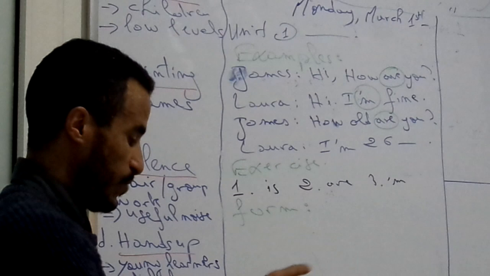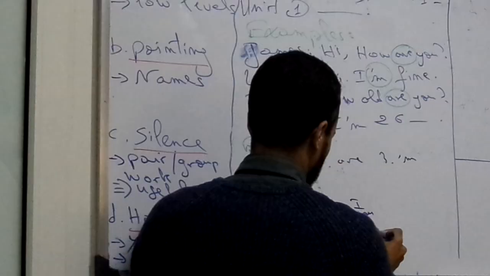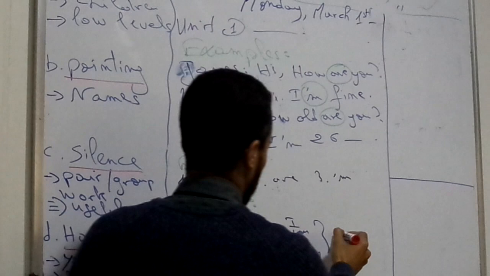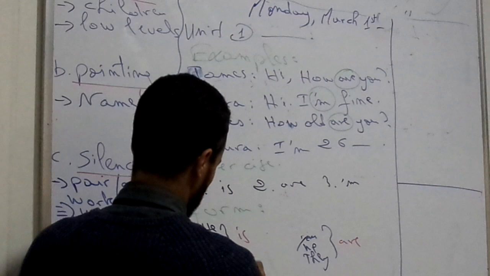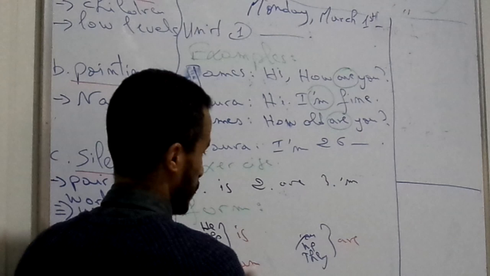The structure: he, she, and they. So he is, I, sorry, no. You are, and then we have I. Is there something wrong? It's okay? Good.